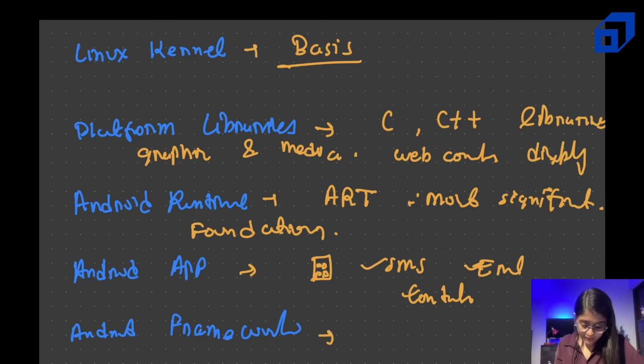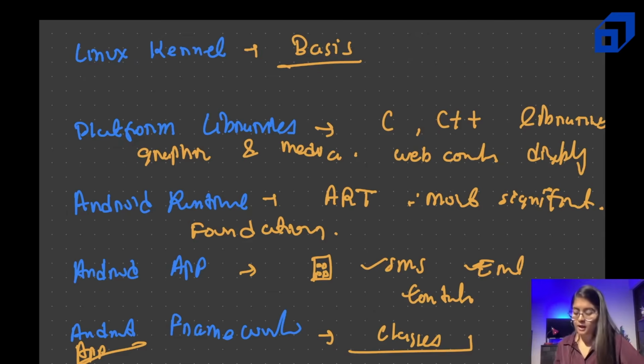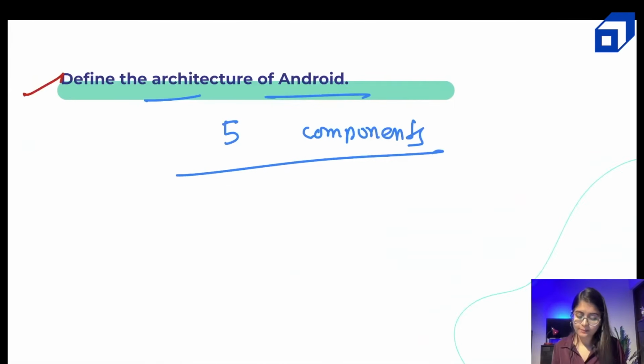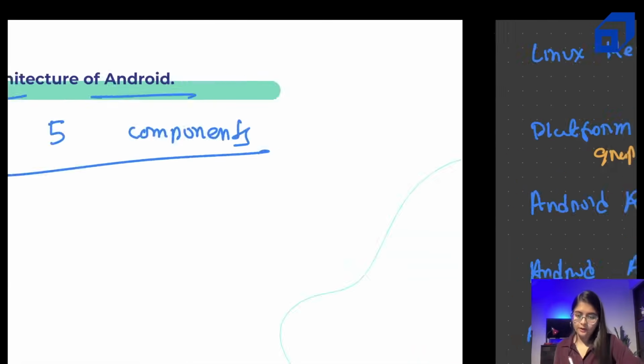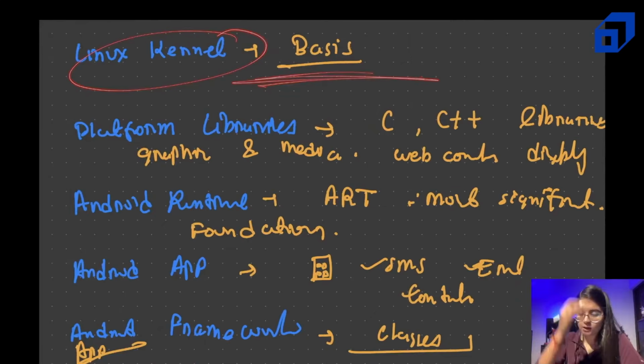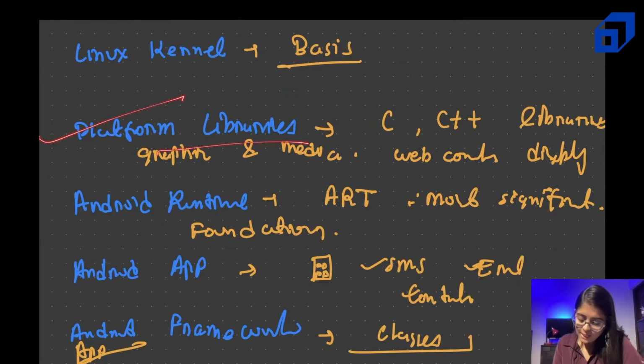And then we have the application framework. This is not Android, this is application. The application framework contains classes that are used in the creation of applications. All right, so these are the 5 main components when we talk about the architecture of Android. The very first, we have Linux kernel. It forms the basis of all the components. We have platform libraries.